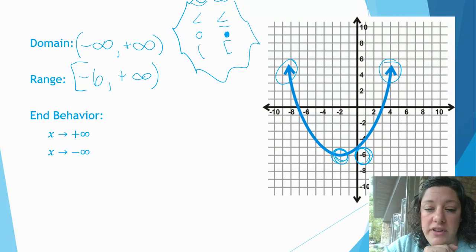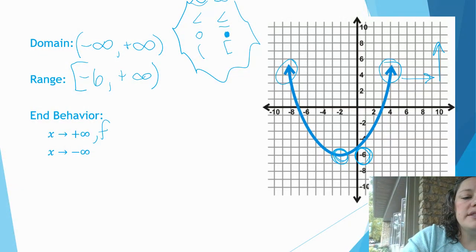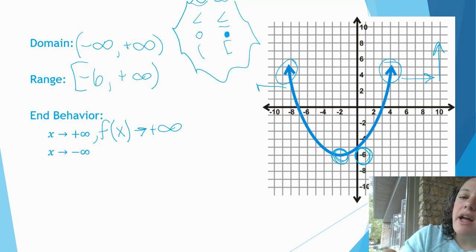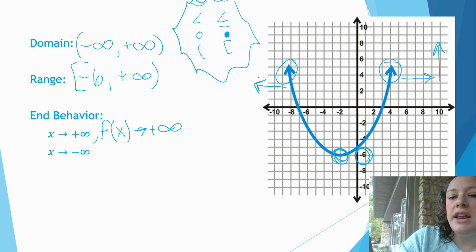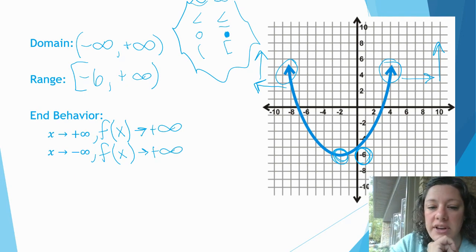Let's talk about the end behavior of this graph. So what's happening, first of all, as x approaches positive infinity? As the graph goes to the right, it's going up. So I would say as x approaches positive infinity, f of x approaches positive infinity. What's happening towards negative infinity? As the graph goes left, it's also going up. So as x approaches negative infinity, f of x, or y, or the graph, or however you want to think of it, is also going up towards positive infinity.